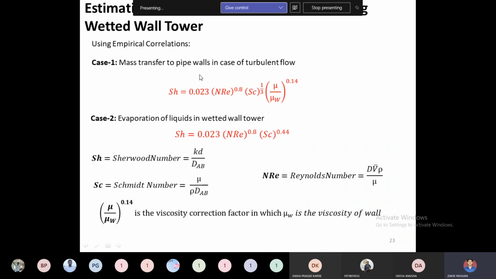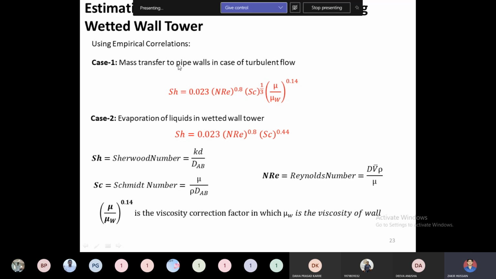So these are known as correlations. These are experimental facts, not theoretical facts. These are not from any theory; they are derived only from experimental facts. Now the first case is this equation. SH is nothing but the Sherwood number. Sherwood number is equal to 0.023 NRE power 0.8 SC power 1 by 3 nu by nu W power 0.14.